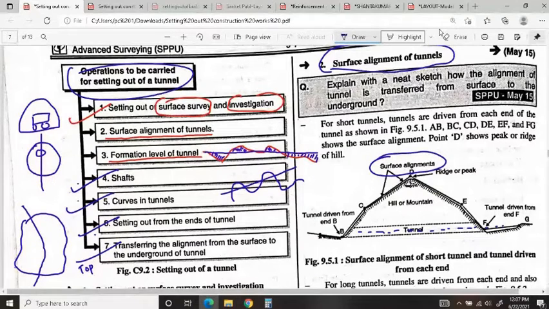So what we will do here, we will do the alignment above the hill. Okay, for short tunnels, the tunnels are driven from each end of the tunnel as shown in the figure. That is AB, BC, CD, DE, EF, and FG. Okay, tunnel driven from the end B. Here the tunnel is driven from the end F. AB, BC shows the surface alignment. Point D shows the peak or the ridge of the hill. This point.